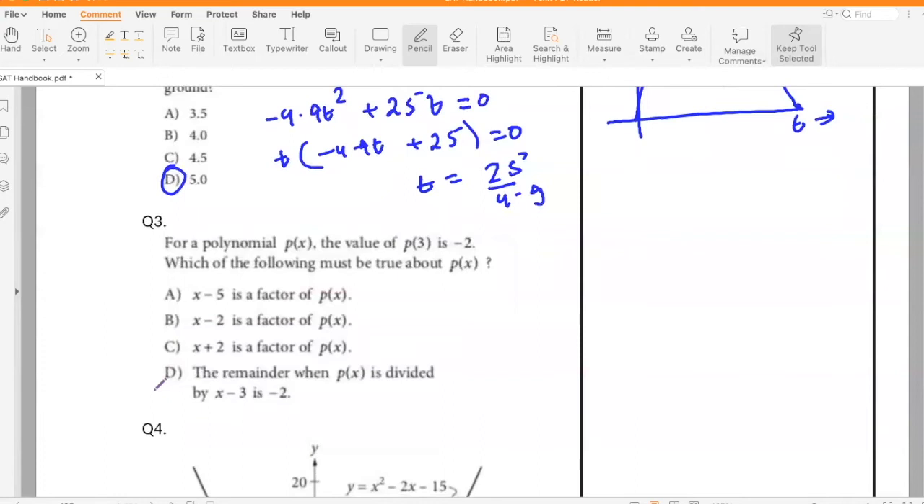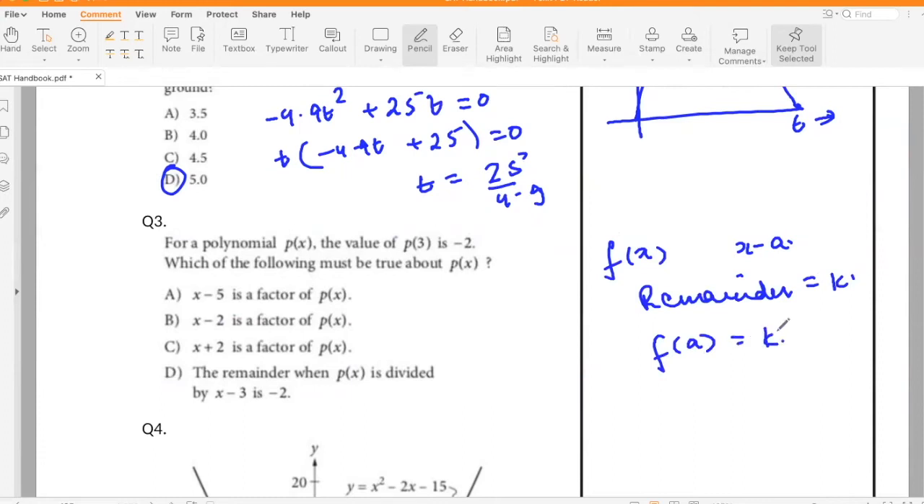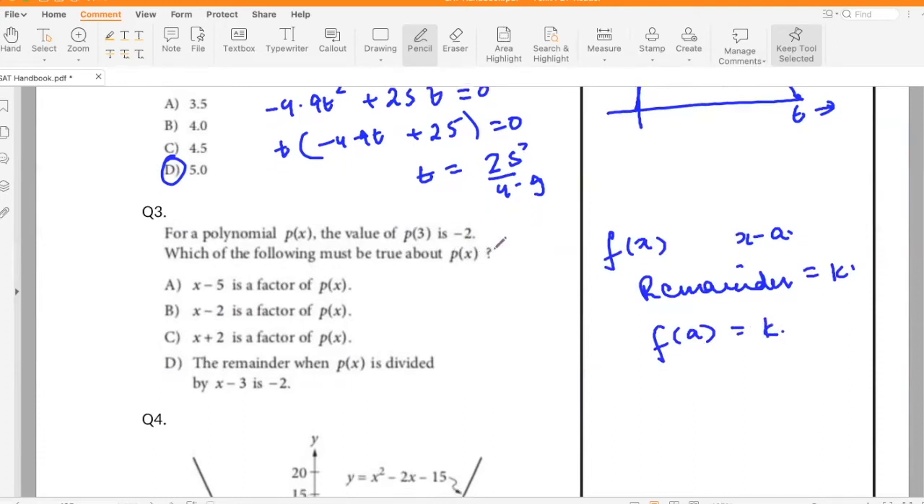For a polynomial px, the value of p3 is negative 2. Which of the following must be true about px? So here we'll use the remainder theorem. If we divide a polynomial fx by x minus a and we get a remainder k, then the value of the function at x equal to a is k, right? So since p of 3 is negative 2, it means that dividing the polynomial px by x minus 3 will yield the remainder negative 2. So the remainder when px is divided by x minus 3 is negative 2, option D.